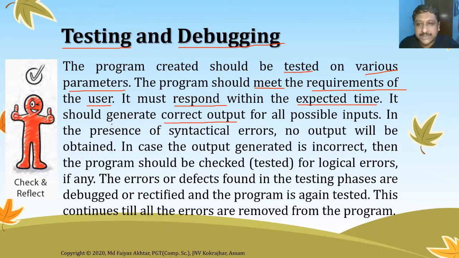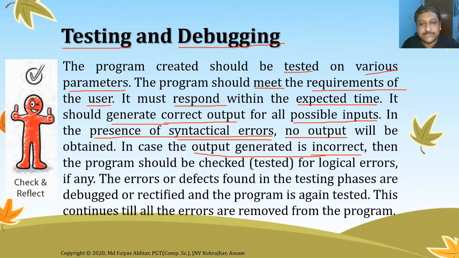Now what correct output should it generate? For all possible inputs, whatever input it is asking, we give that input and then it will give the correct output. During these phases any errors may occur. In the presence of syntactical errors, no output will be obtained. If an error is there, we will get no output, or if we are getting output, that output will be wrong or not correct.